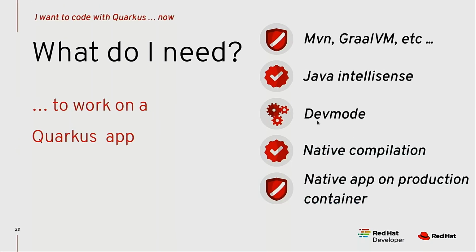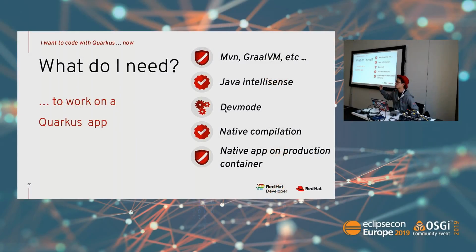And I want to be able to use the dev mode. So this is the first benefit of Quarkus, the developer joys. The dev mode is a mode where you can run your application with Quarkus very quickly, and then do hot reload and so on. I want to be able to perform the native compilation. I will come back to it later.